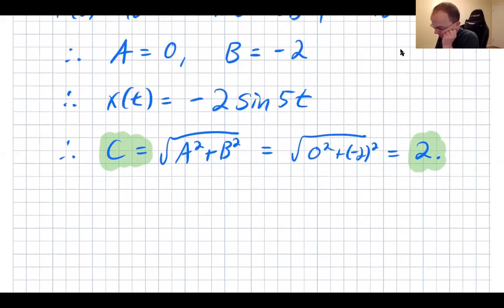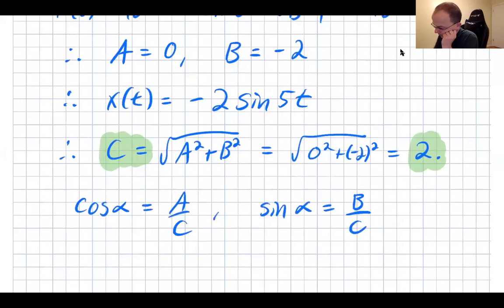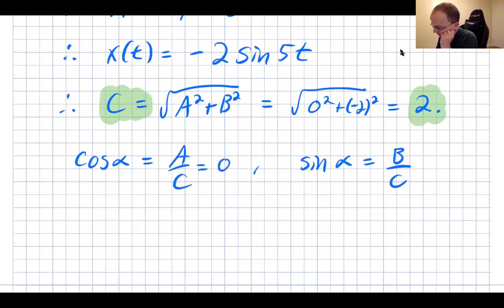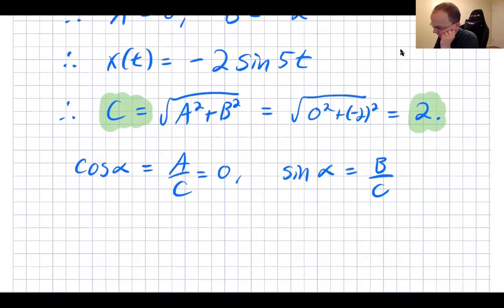And we also know this alpha term that we need: cosine alpha is going to be a over c, and sine of alpha will be b over c. So cosine alpha is equal to 0, because a is 0, so 0 divided by 2 is 0. And sine alpha will be negative 2 divided by 2, so we'll get negative 1.